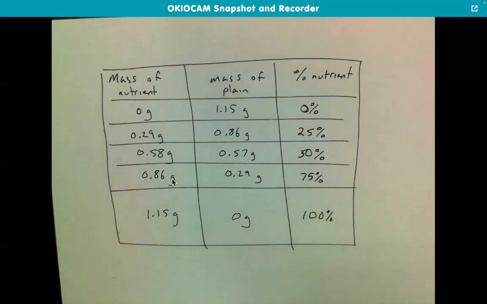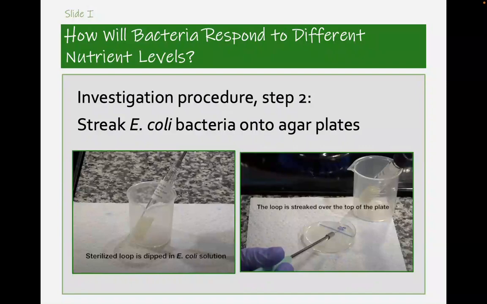0.86 grams of nutrients of food divided by 1.15 grams of stuff gives you 75% food. And then finally, 1.15 grams out of 1.15 grams gives you 100% food. So we do this and we check to see what happens with the bacteria. So now that's how they made the stuff. Now we got to put some bacteria on it.